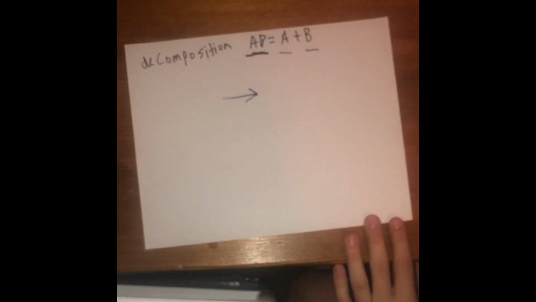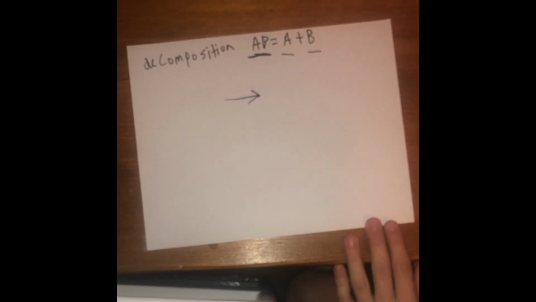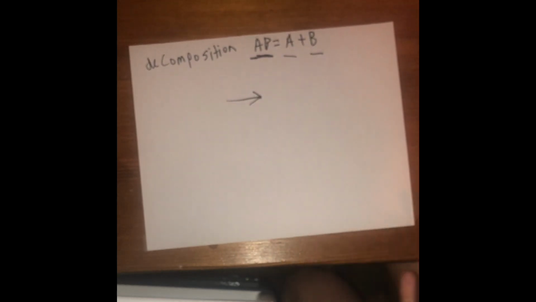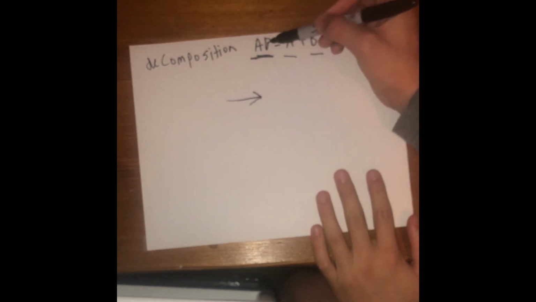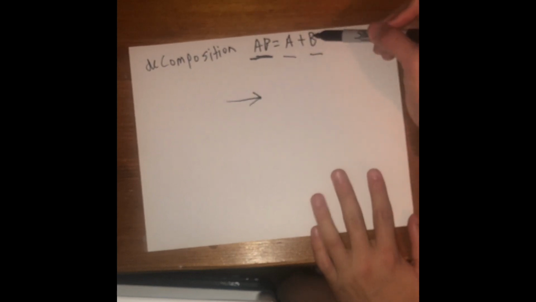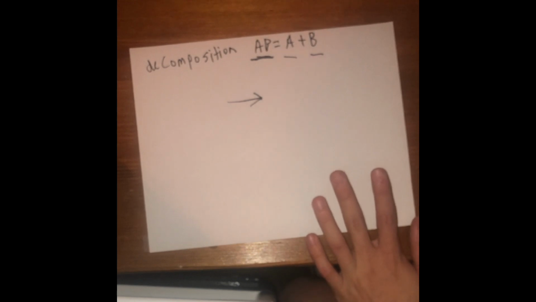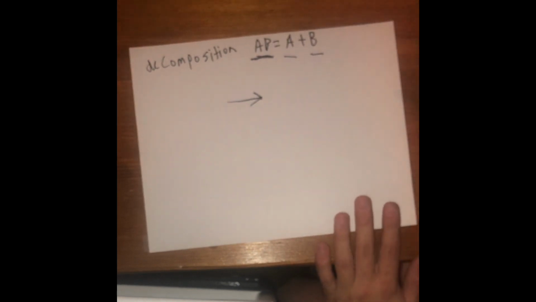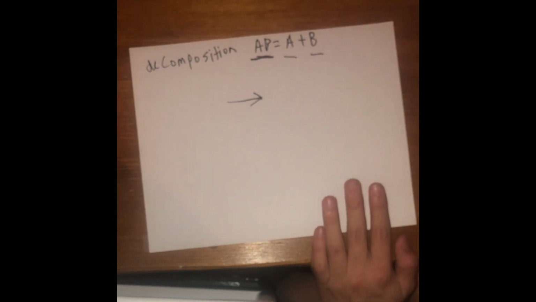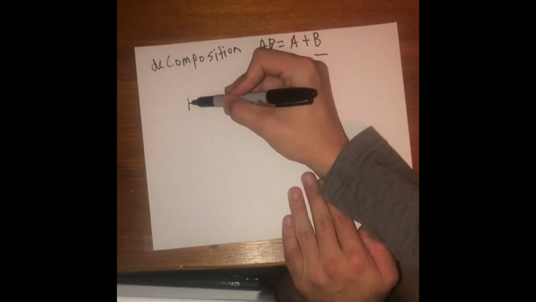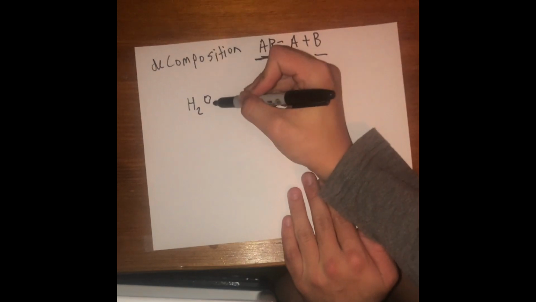We're on to our next reaction, which is decomposition. Decomposition is the separation of a bond, which would be AB, and it separates into two separate elements. So the example we're going to be using is hydrogen peroxide. And the formula for hydrogen peroxide is H2O2.